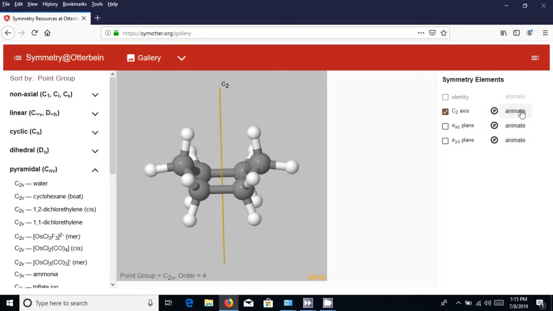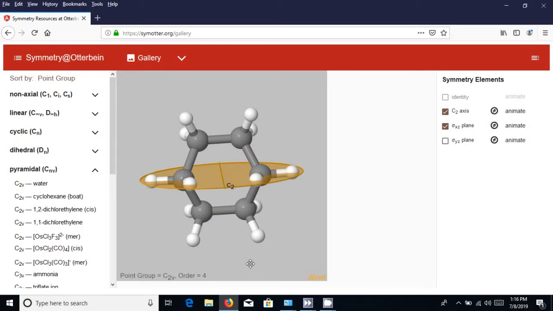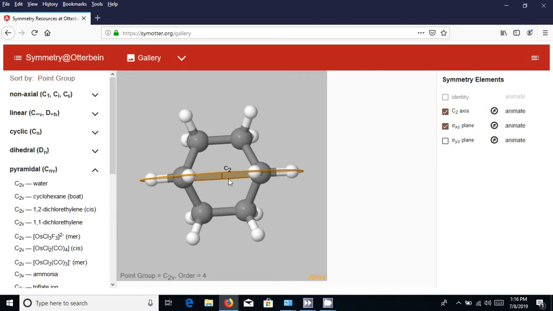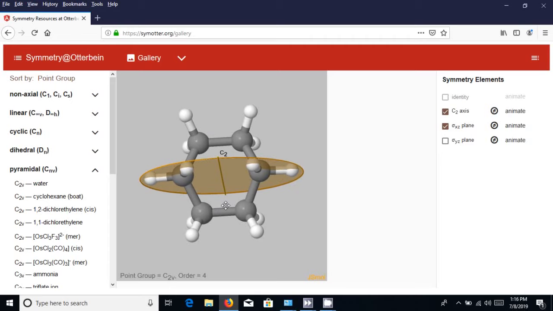Right, so this is the C2 axis. Now I can explain the planes present in it. One plane is just like that, which is bisecting the boat through the flagpole hydrogens and reflecting this CH2 CH2 unit and this CH2 CH2 unit. So this is your sigma plane, and this sigma plane is again parallel to your C2 axis. So the point group is C2 and vertical, that means the C2v point group.